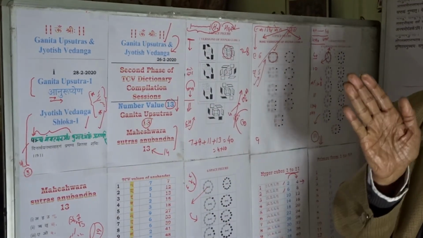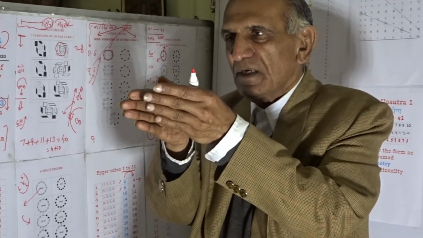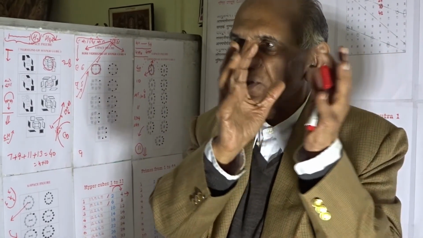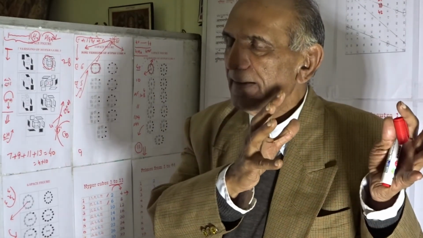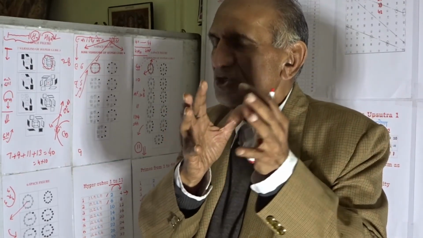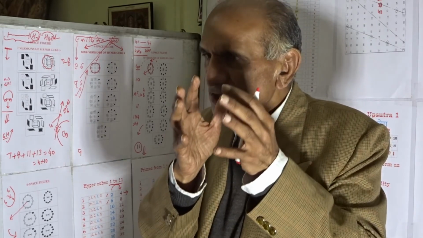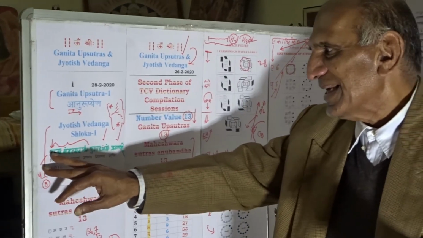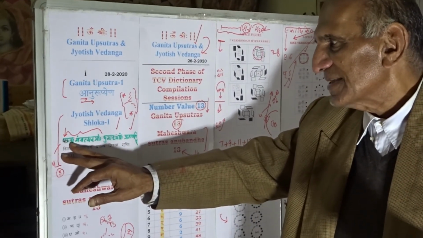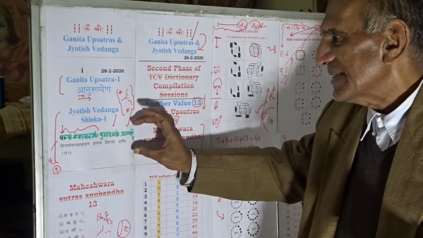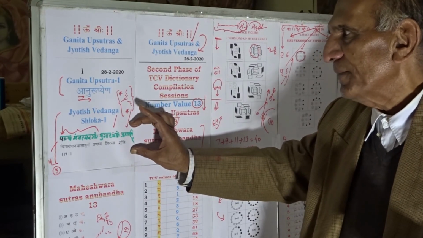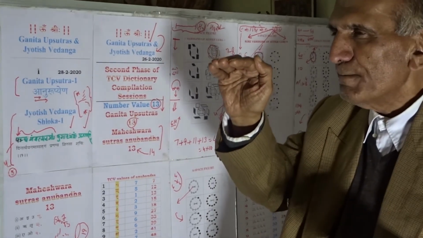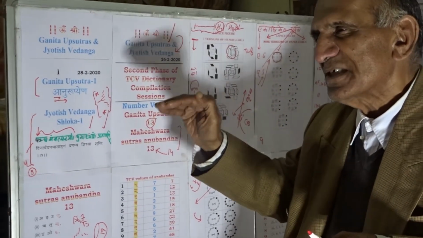We shall, from the next session, be taking up Ganita Upsutras sutra-wise and Jyotish Vedanga shloka-wise, and each shloka again is to be taken up as letters, then as syllables, then as words, then as a combined mathematical domain. Therefore, it is going to be a very, very big range of steps.